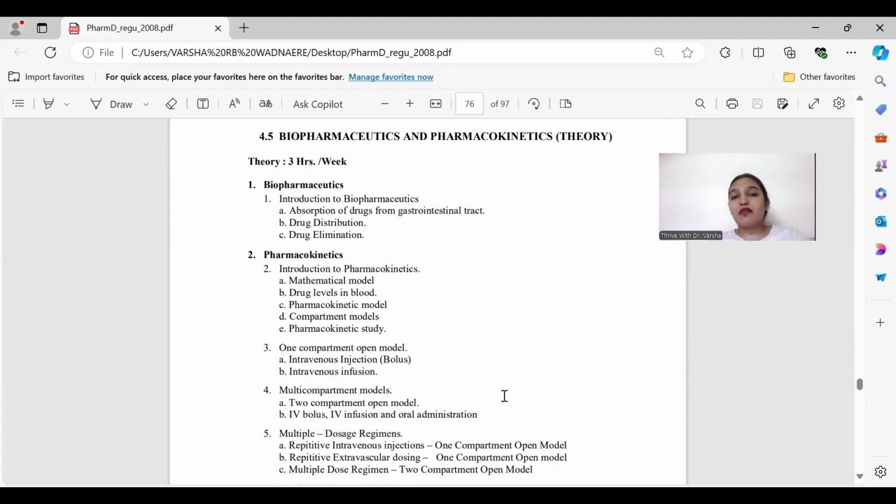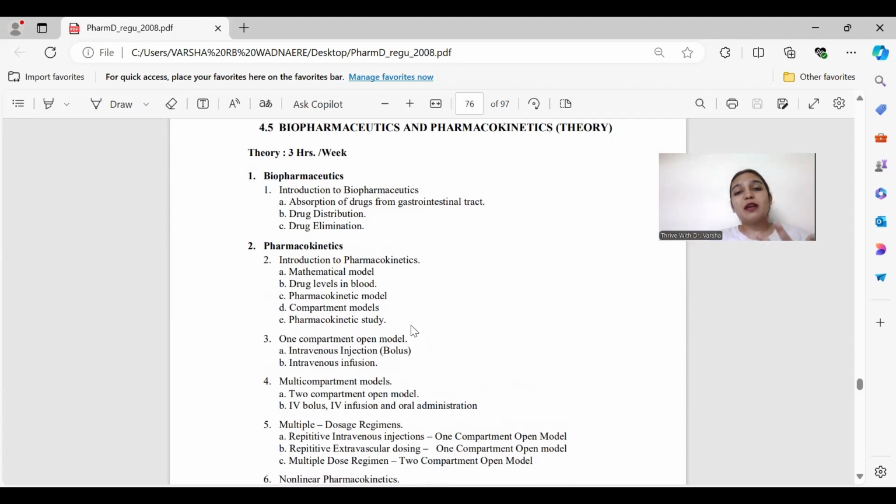The fifth subject is biopharmaceutics and pharmacokinetics. 3 hours of theory lectures per week. Now, while you will study this subject, again from this syllabus, we will understand that. Introduction to biopharmaceutics, absorption of drug from GIT, drug distribution, drug elimination. Now, whenever you are performing any research, that is if you want to pursue a career in clinical research, you'll be having this subject, because if you have knowledge of this subject, then you will be able to do a job in a clinical research area.